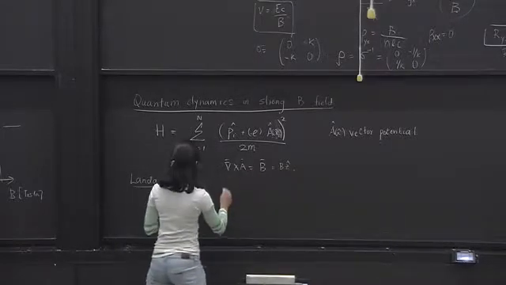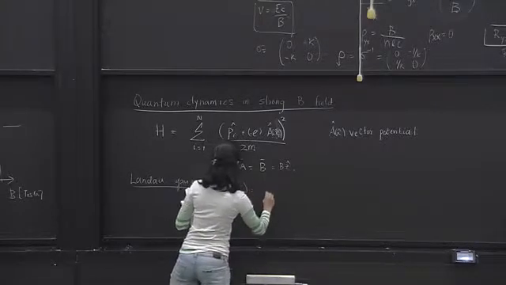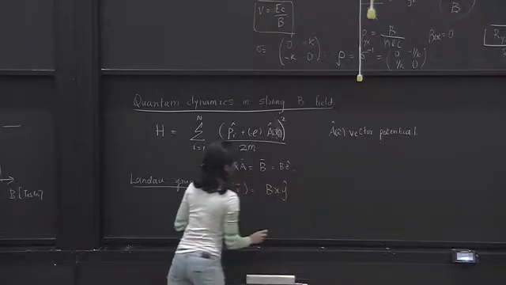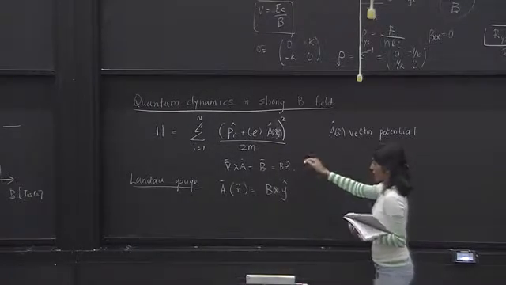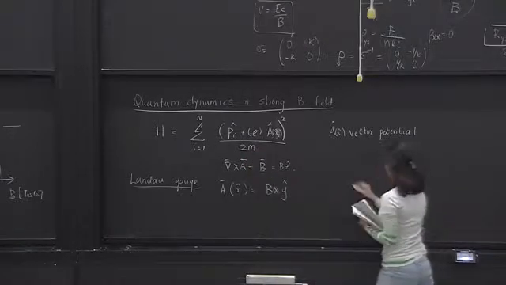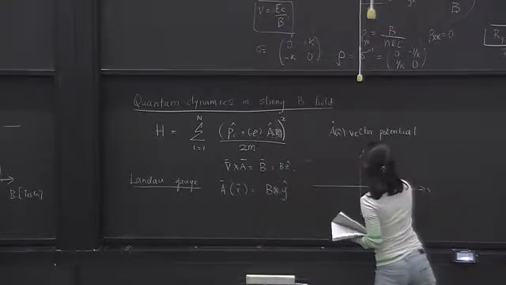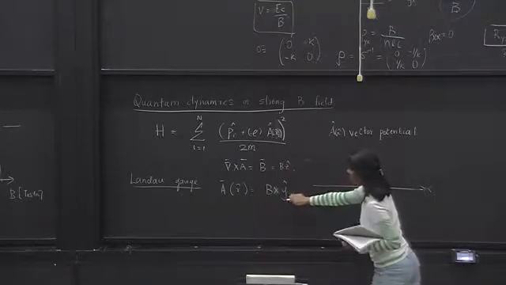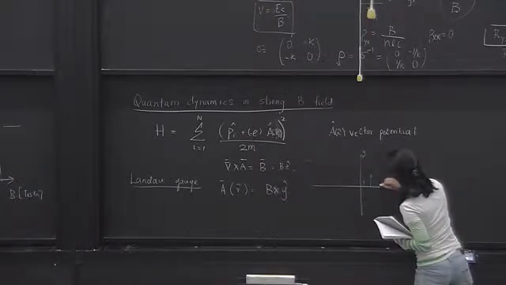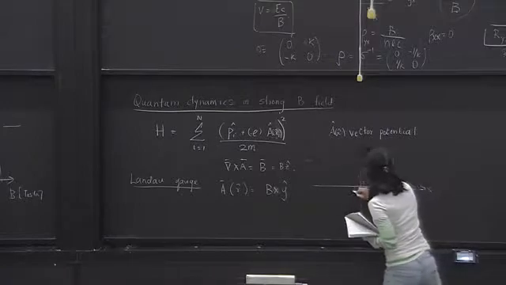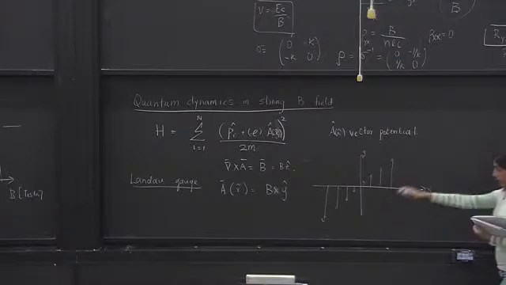Anyway, so the Landau gauge is this: A = Bx ŷ. It's easy enough to check that it obeys this. And just pictorially, let me plot it. It only has a y component, but the y component only varies in the x direction. So it looks something like this. Okay? So that's the particular gauge I've chosen.